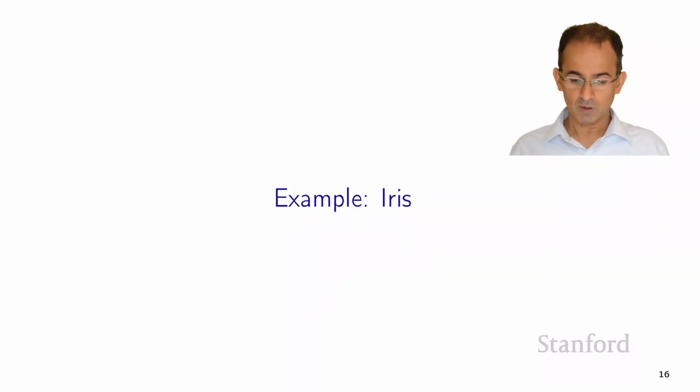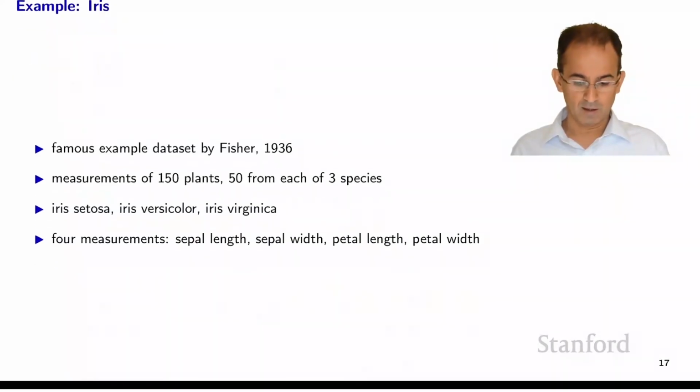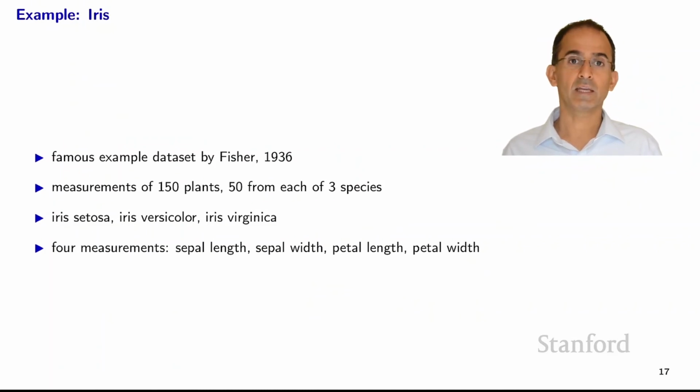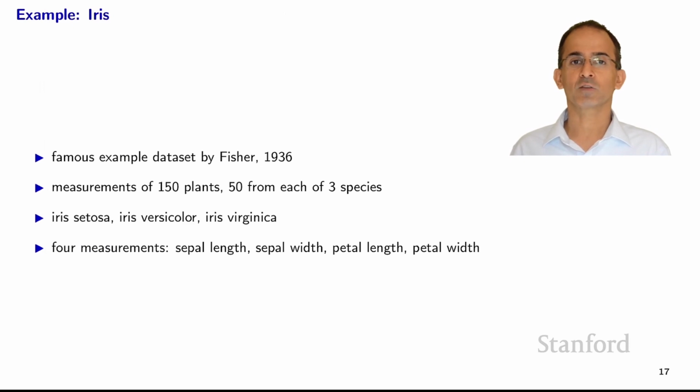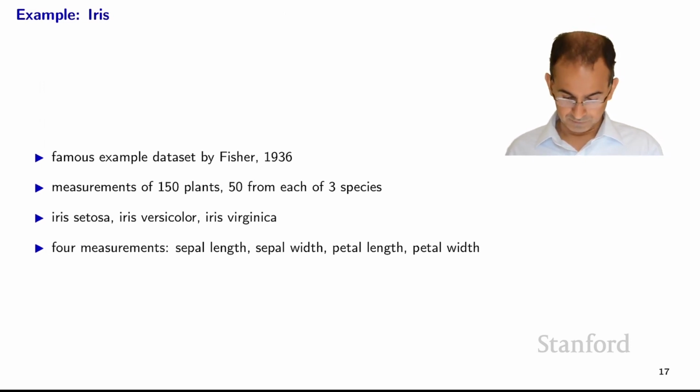Let's look at an example. This is a 3-class example. This goes back to 1936. It's a very famous data set which was collected by the statistician Fisher. He took measurements of 150 different plants, all of which were 3 different species of iris. So there's 50 from each of the 3 different species. And for each of those samples, he made 4 measurements: the sepal length, the sepal width, the petal length, and the petal width.